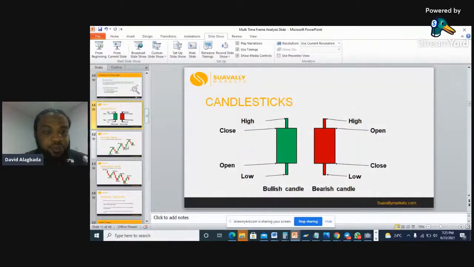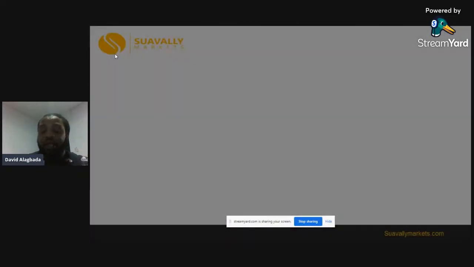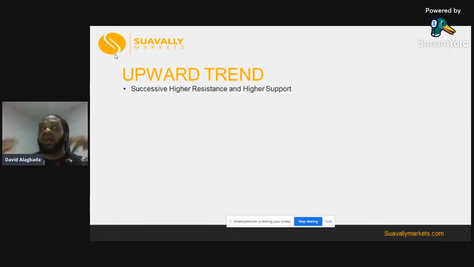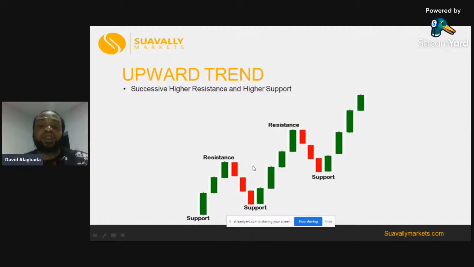But let's talk about what a trend is. At the end of the day, the whole point of analyzing that is to understand if you're in an uptrend or a downtrend. If you're in an uptrend, you basically have successive higher resistances and higher supports. Now, what is a resistance? A resistance is the highest point price gets to before it comes down, and a support is the lowest point price gets to before it goes up. So within a trend, you're going to have something that looks like this: resistance, support, with successive resistances rising.